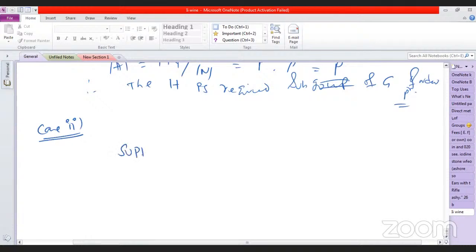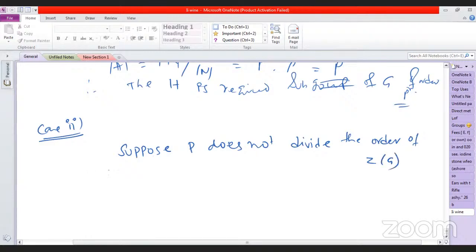Suppose I am taking P does not divide the order of G. So in terms of the divide and conquer, it does not divide the order. So therefore, I did not tell the class equation. I will tell the class equation.